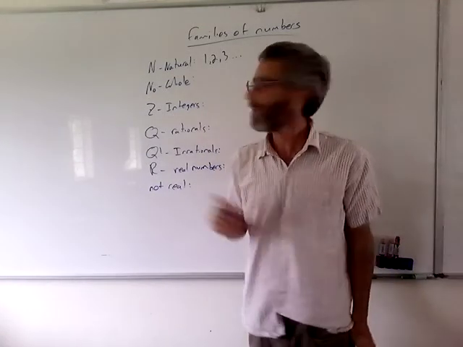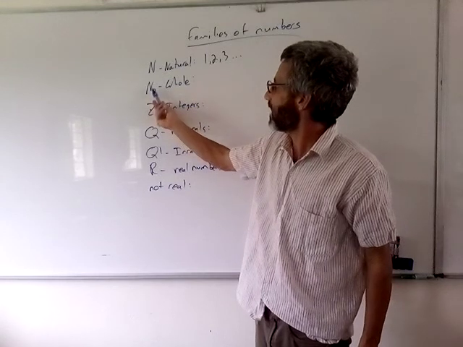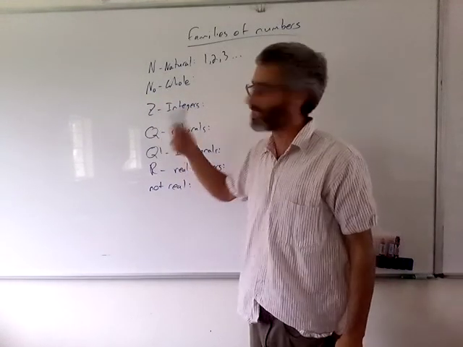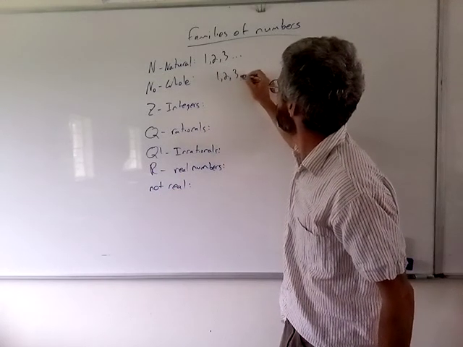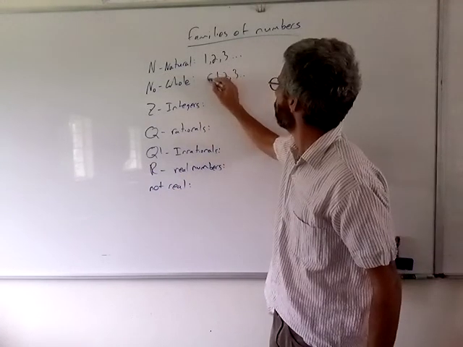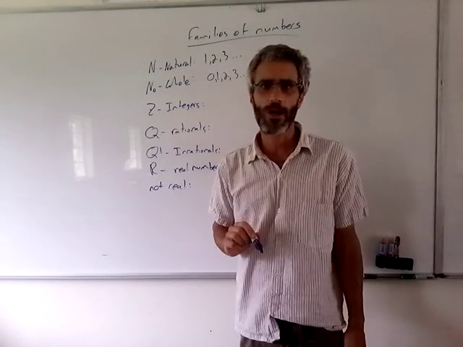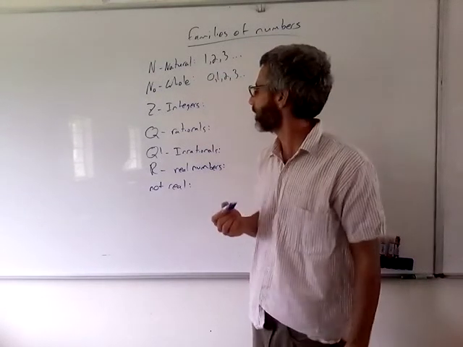Whole numbers, okay? We usually give it the letter N, the same N, but with a 0. And the name suggests what they are. They're basically the same as the natural numbers, 1, 2, 3, 4, but also 0. So we just add the number 0. These are the whole numbers, okay?